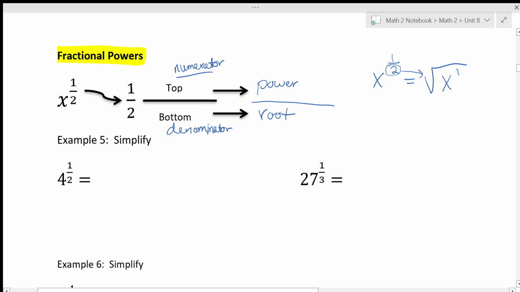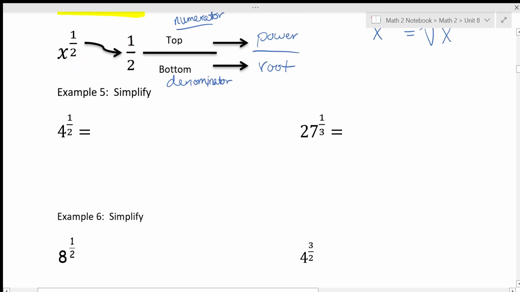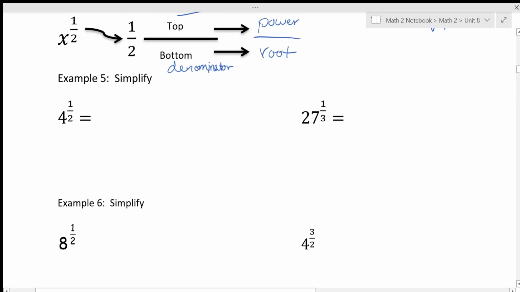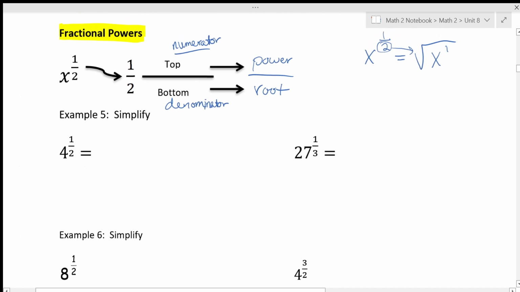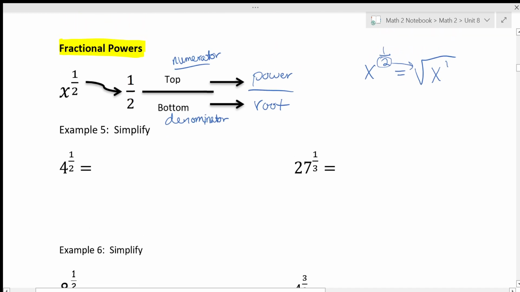But don't be too overwhelmed because it is new, so it's going to take a little bit to get the hang of it. Okay, so example 5 is 4 to the 1/2. Using that 1/2 idea, the denominator goes in front of our root, so we're going to look for the square root of 4 to the first power.